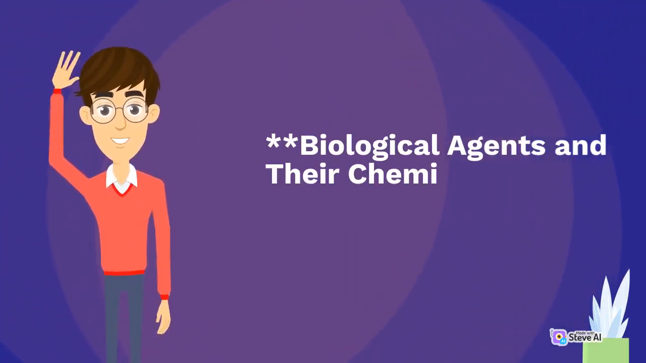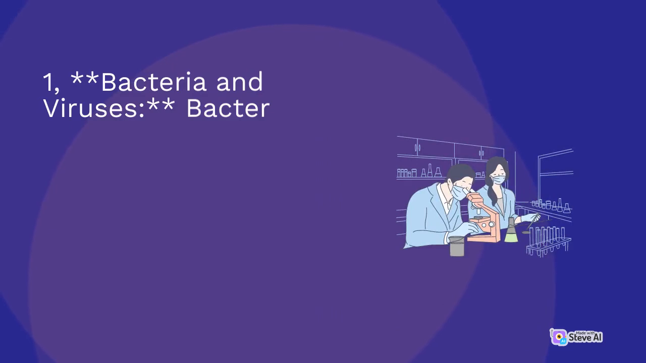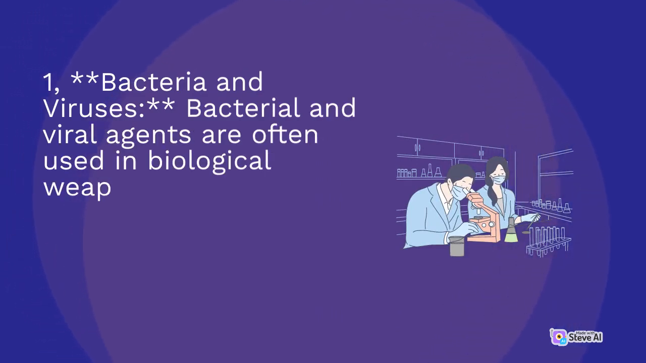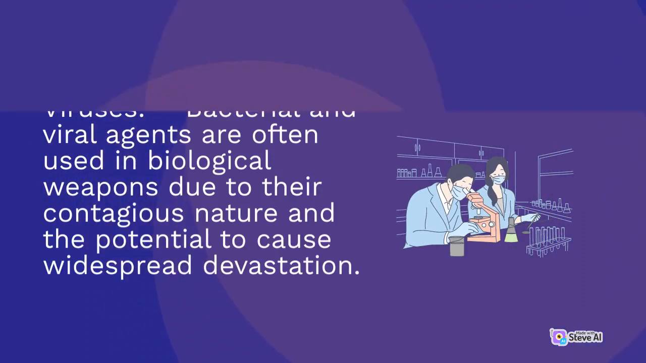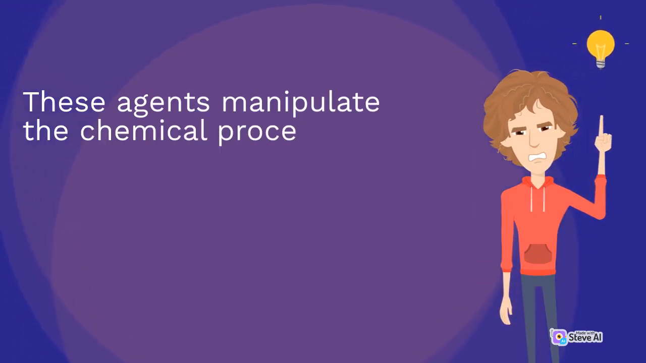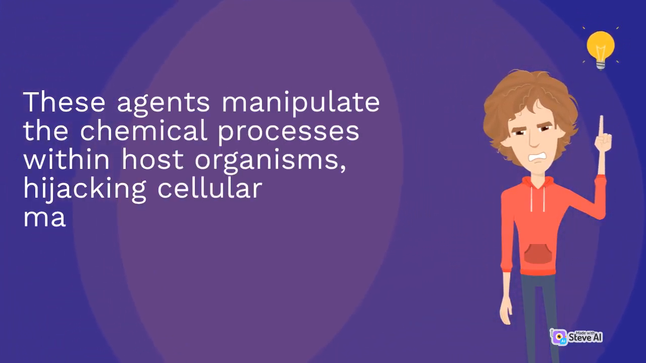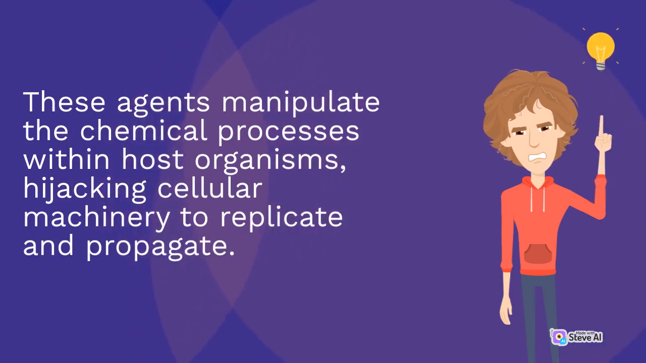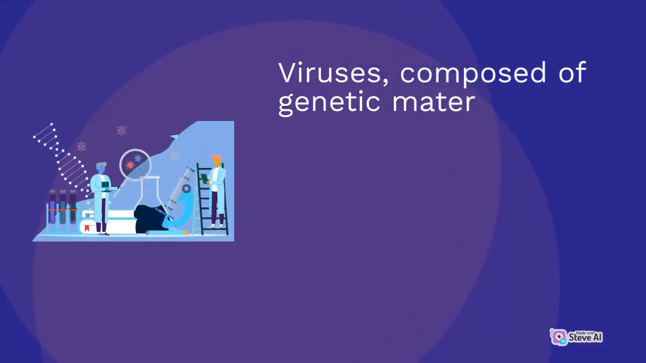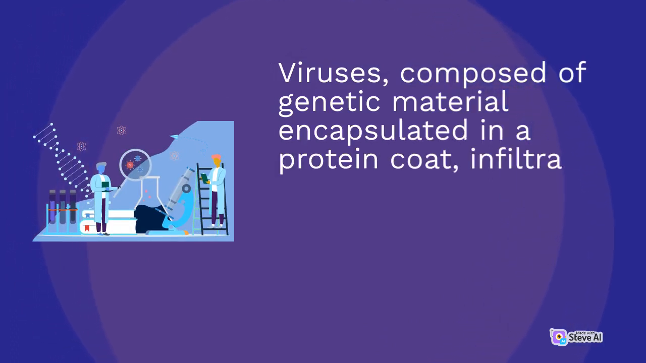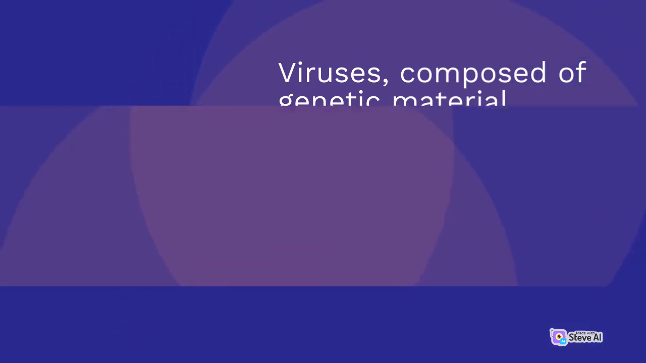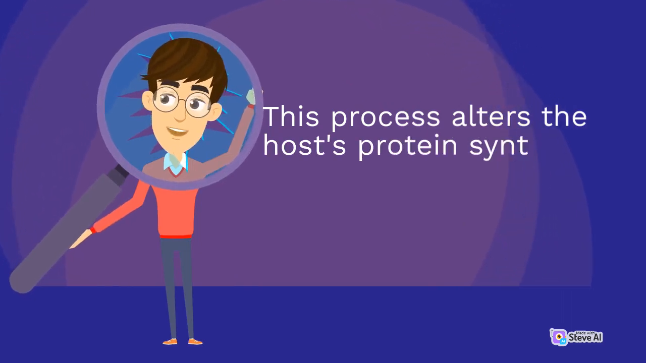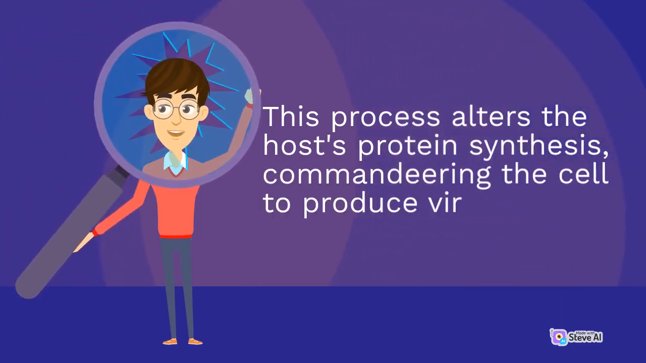Biological agents and their chemical interactions. 1. Bacteria and viruses. Bacterial and viral agents are often used in biological weapons due to their contagious nature and the potential to cause widespread devastation. These agents manipulate the chemical processes within host organisms, hijacking cellular machinery to replicate and propagate. Viruses, composed of genetic material encapsulated in a protein coat, infiltrate host cells and integrate their genetic material into the host's DNA. This process alters the host protein synthesis, commandeering the cell to produce viral components.